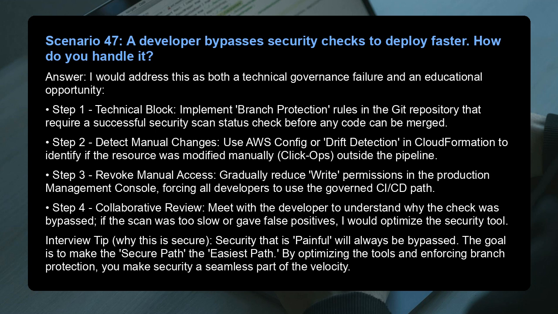Interview tip: why this is secure. Security that is painful will always be bypassed. The goal is to make the secure path the easiest path. By optimizing the tools and enforcing branch protection, you make security a seamless part of the velocity.